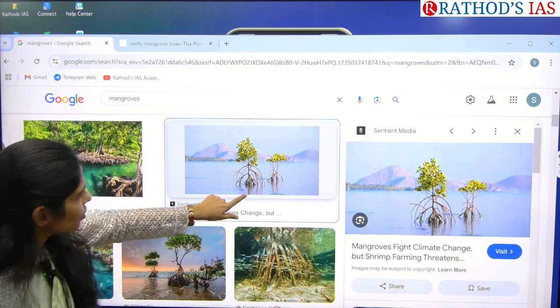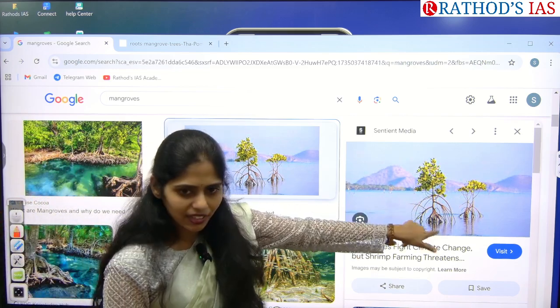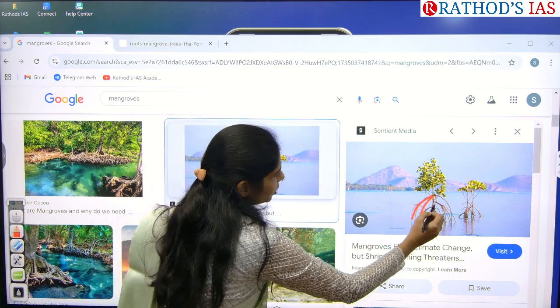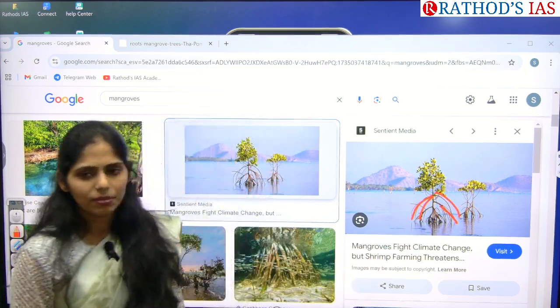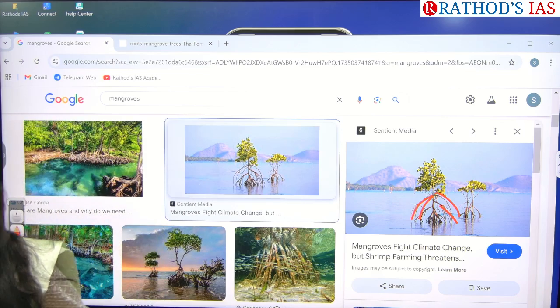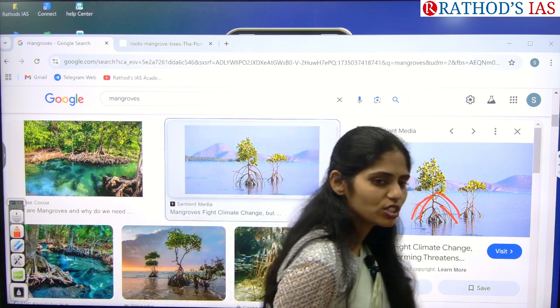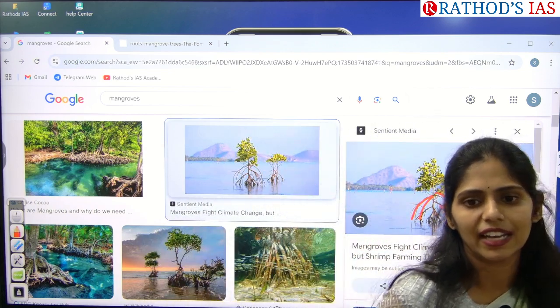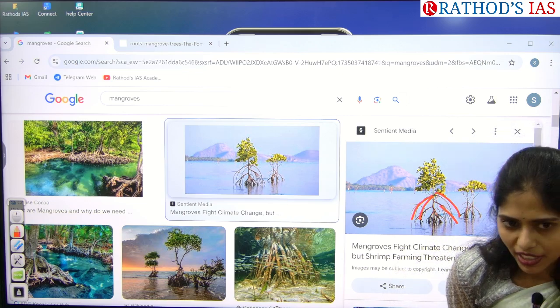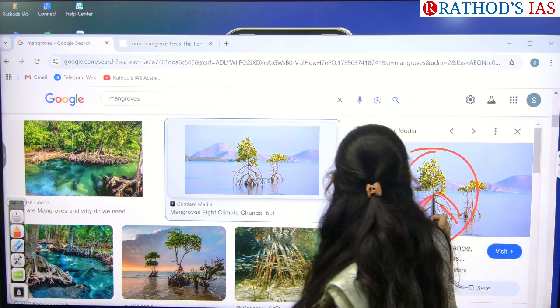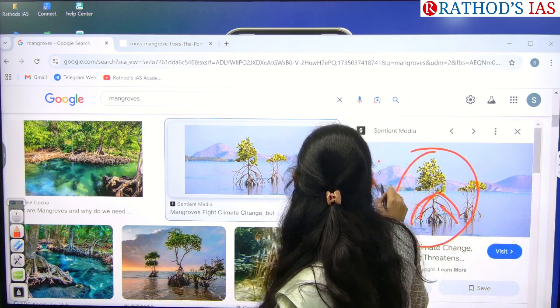Okay, you can see the root system. They will have branches like this. Can you see? Small things, they will be giving support. Why? Because these plants present in this intertidal region will have a lot of issues, like high tides, low tides and waves, so the roots help the plant to sustain. Okay, so these are called stilt roots.